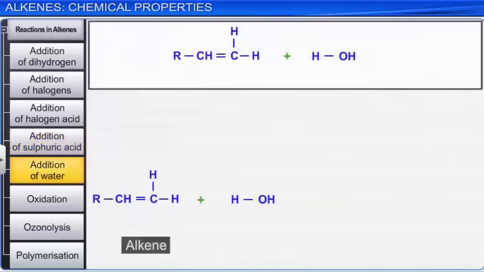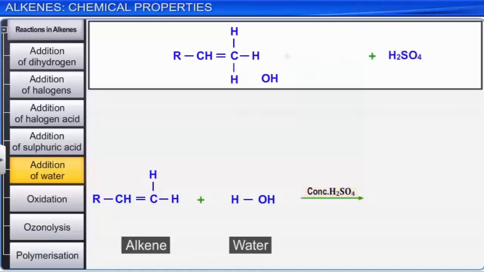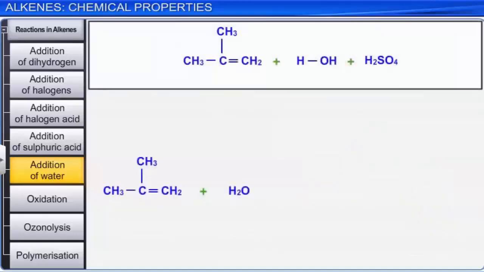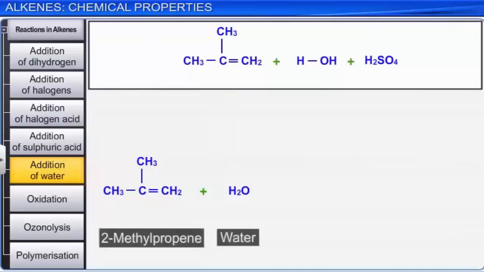Alkenes react with water in accordance with Markovnikov's rule. In the presence of concentrated acids like sulfuric acid, a water molecule adds to an alkene molecule across the double bond to form alcohol. For example, 2-methylpropene reacts with water in presence of concentrated sulfuric acid to form 2-methylpropan-2-ol.